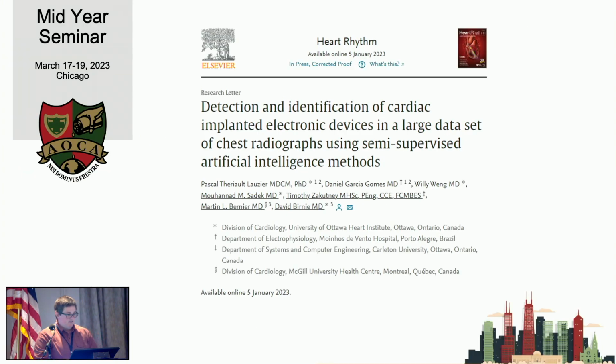Then when I was looking up things for this talk, I ran across this, and since AI has been a big topic lately, this is a pretty recent article from January where this team was looking at using an AI algorithm to determine what type of device was present, specifically just based on AI analyzing the chest x-ray.